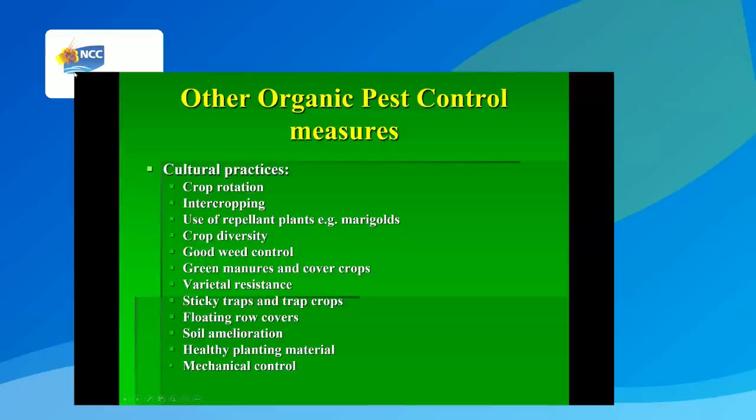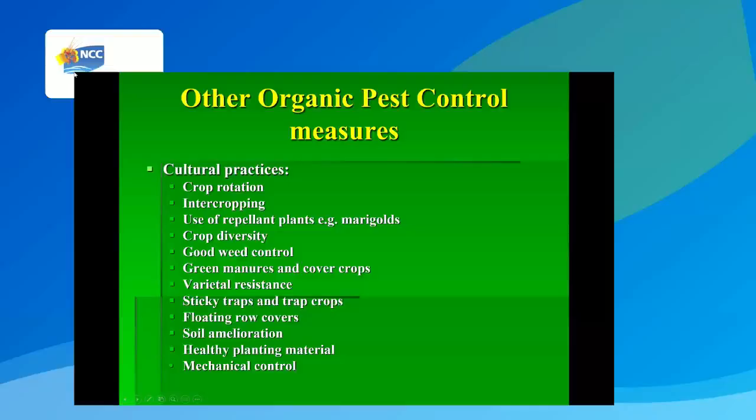The use of green manures and cover crops to help to keep the soil covered and moist, and encourage predatory insects in general, which will feed on your pest problems. That's a good way of doing it.